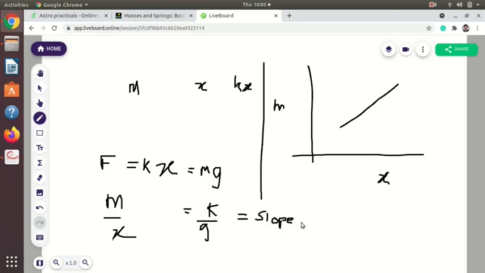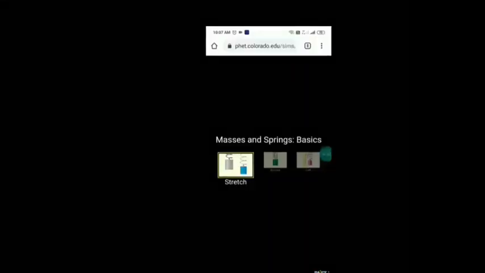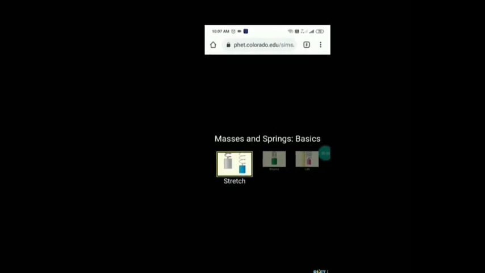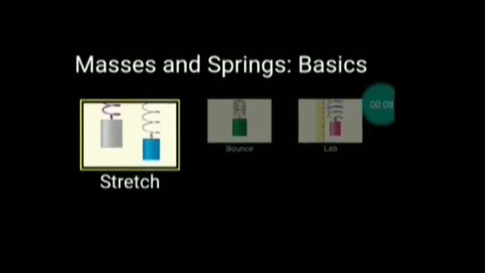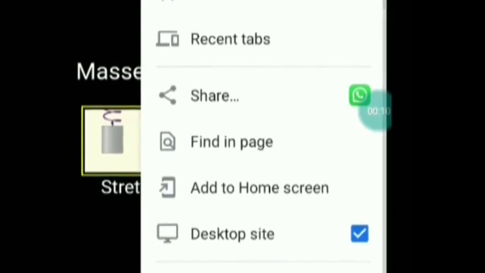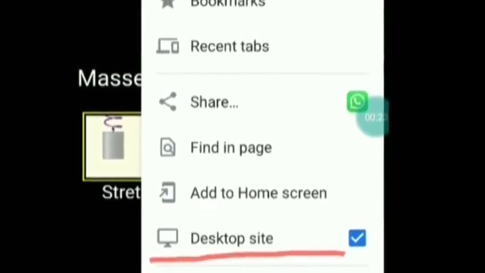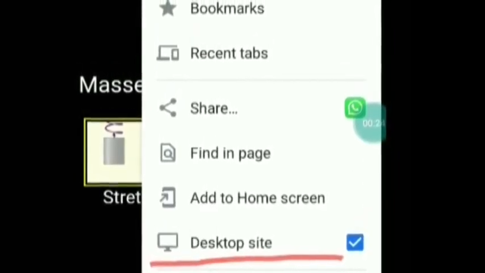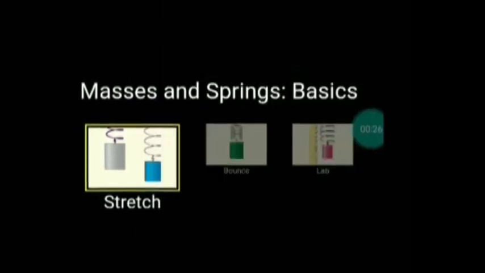Your result will include first the spring constant of the spring you used, and then the acceleration due to gravity using that spring constant. In your mobiles you can see the website like this. Now what you can do here, you can check the desktop site checkbox, so that you can find it easy to do the experiment. I will rotate the screen so that I can see easily.